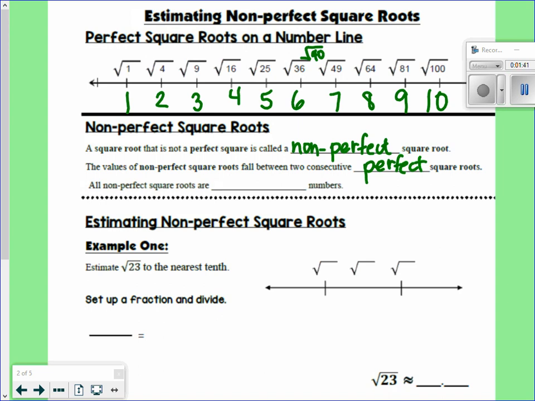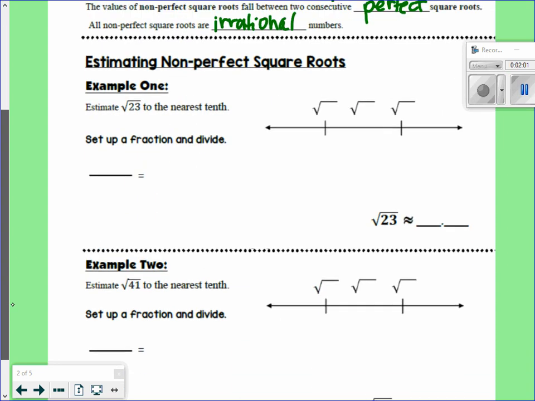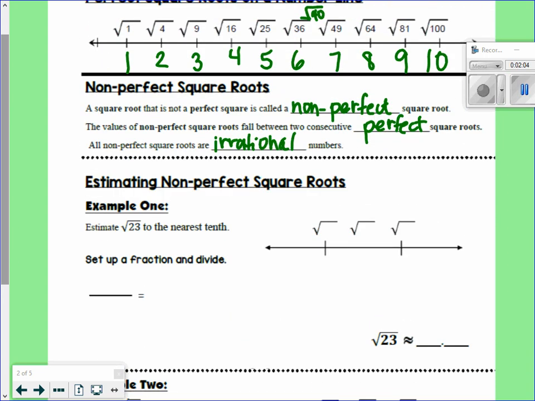All non-perfect square roots are irrational numbers. We're going to talk more about that tomorrow with sets and subsets. All right, so these first two examples on your page, we're not going to be using the calculator, so keep it turned over. Okay, so how are we going to do this without a calculator?